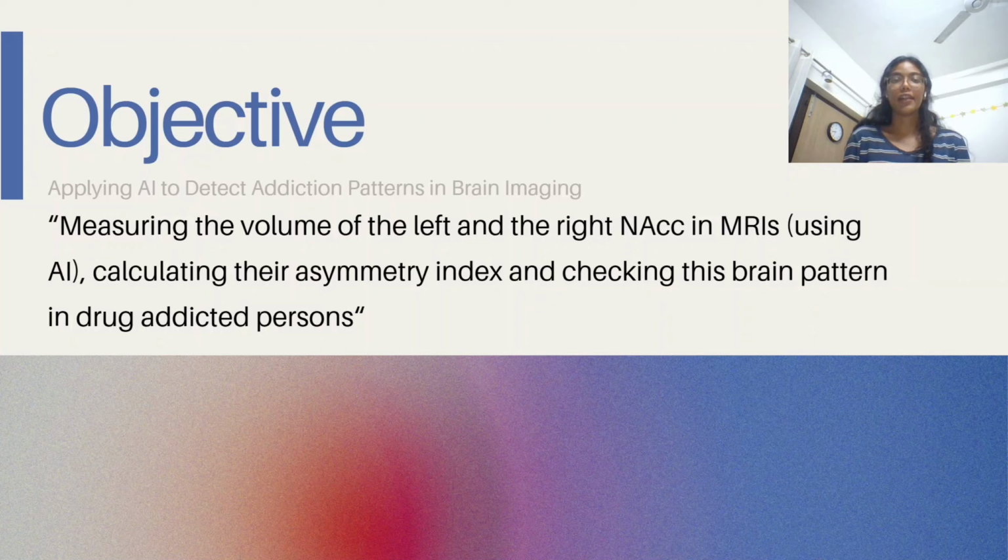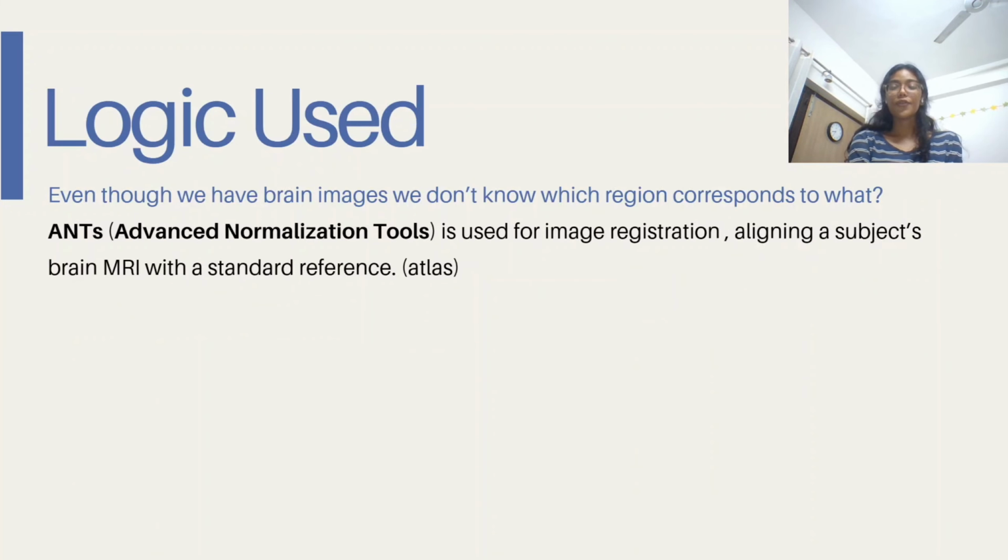So, what is asymmetric index? I'll tell further, but it is basically checking the asymmetry between the left and right NACCs, and we want to see if there is definitely less asymmetry in drug addicted person or not. We want to see this. So now we have our objective defined.